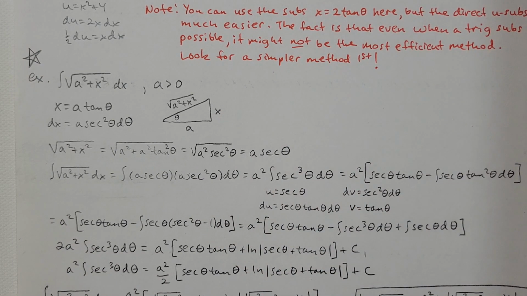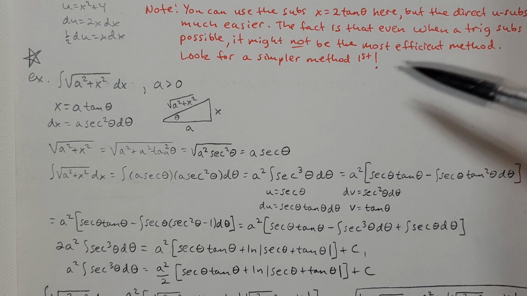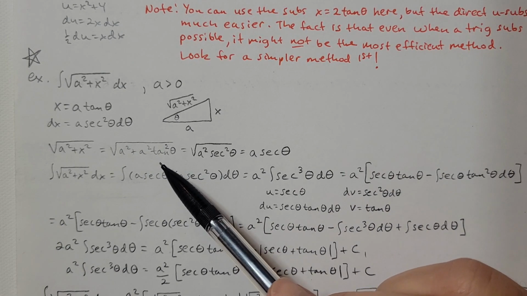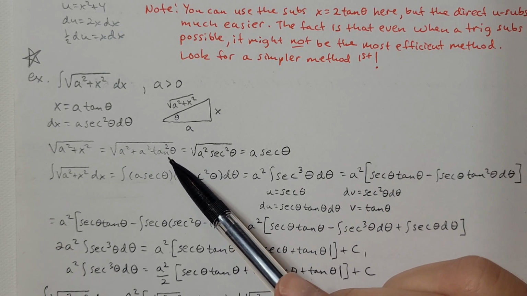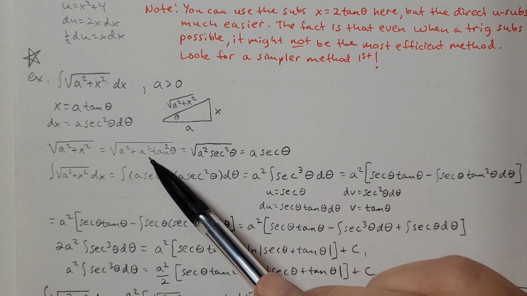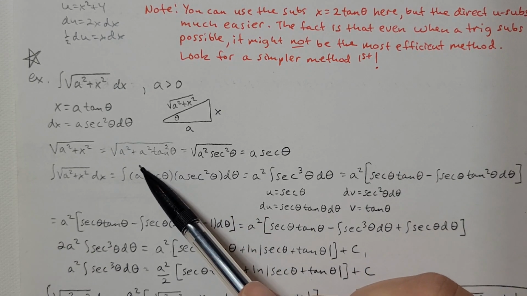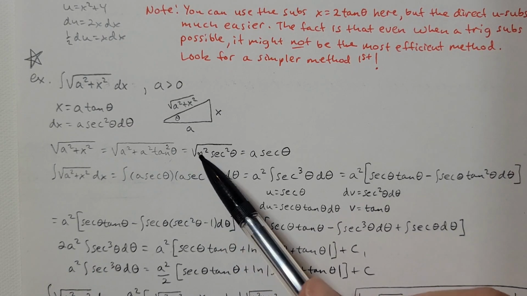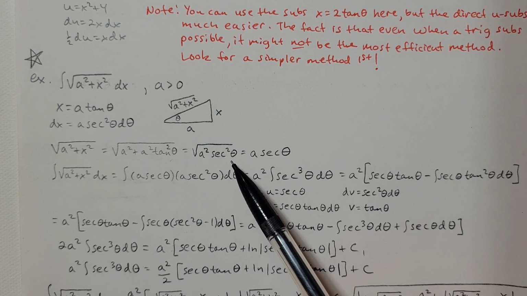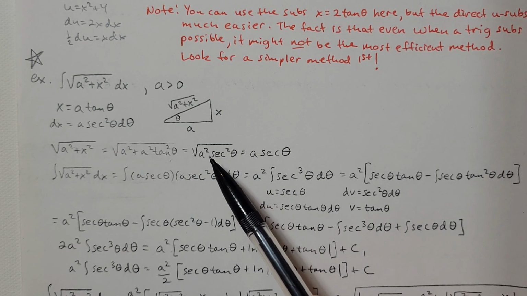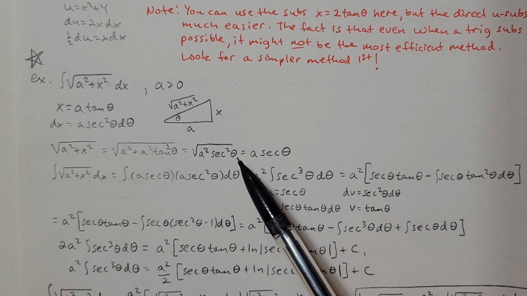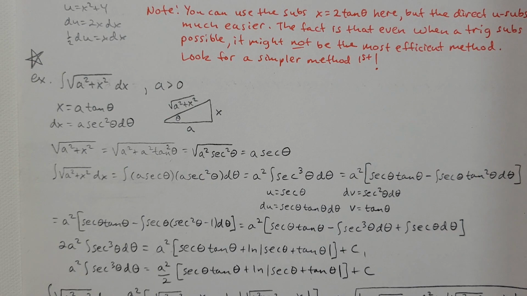The square root of a squared plus x squared is, well, x is a tan theta, right? So if I replace x with a tan theta there, and I square that, and then factor out an a squared, I've got a squared times 1 plus tangent squared theta. 1 plus tangent squared theta, that's secant squared theta. And if I take the square root of both sides of each term here, the square root of a squared is a, the square root of secant squared theta is secant theta. Okay, so I have a secant theta.